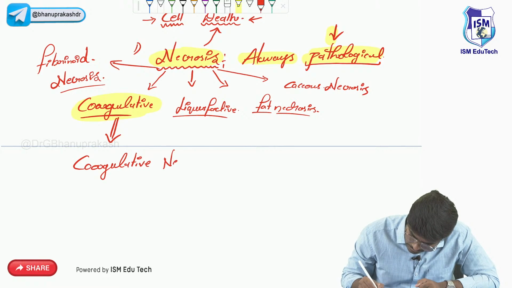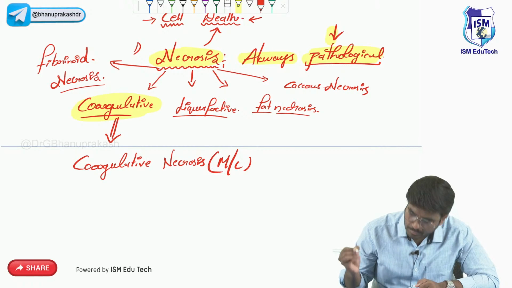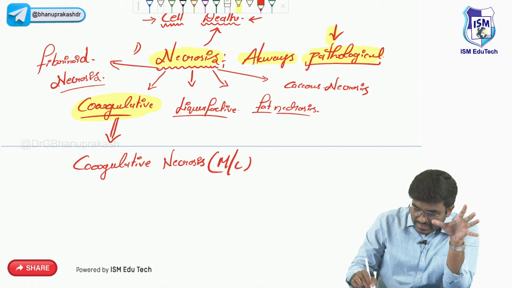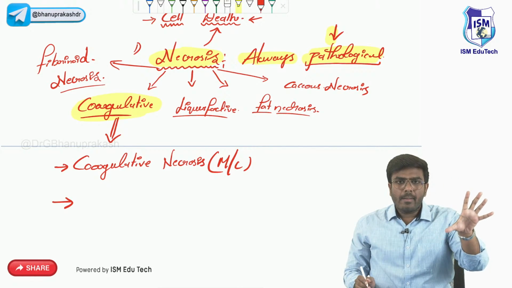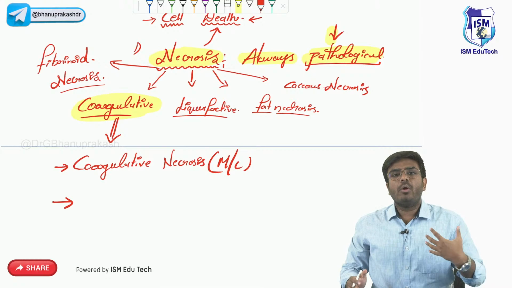Coagulative necrosis is the most common type of necrosis. Now, what exactly is happening in coagulative necrosis? Cells are dying, tissue is dying. Tissue is dead. For example, right now I have myocardial infarction.